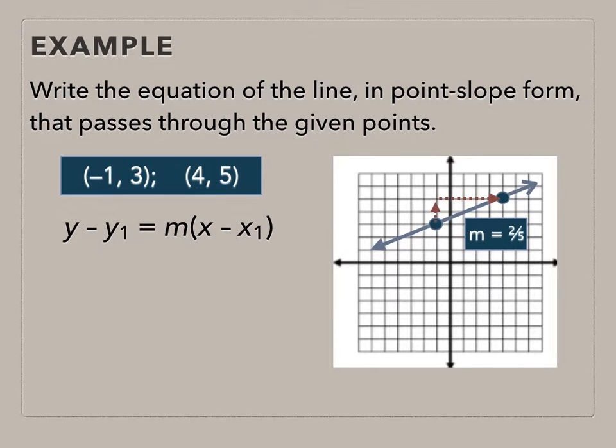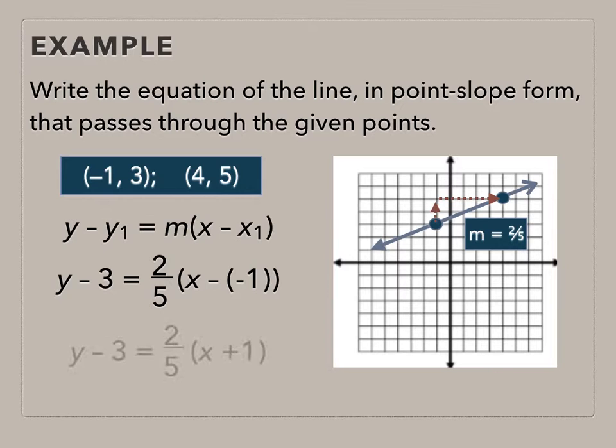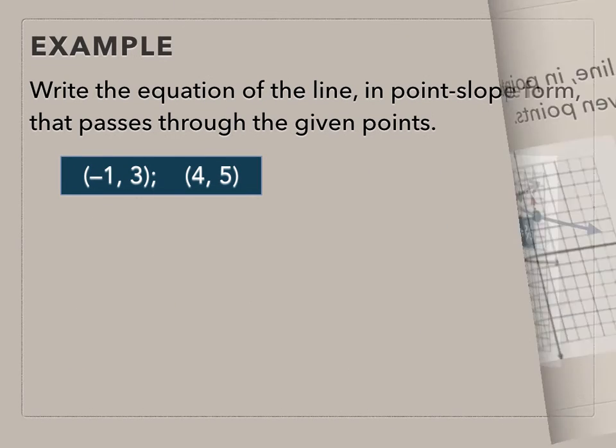All right, here's the formula that we need. We'll substitute 3 in place of y1, -1 in place of x1, and the slope is 2/5. Let's simplify inside the parentheses so that it's x plus 1. And there is our equation in point-slope form. Notice how we tackled this problem was we started with the coordinate plane to find our slope. That is not the only way to solve this problem. Let's show you another strategy.